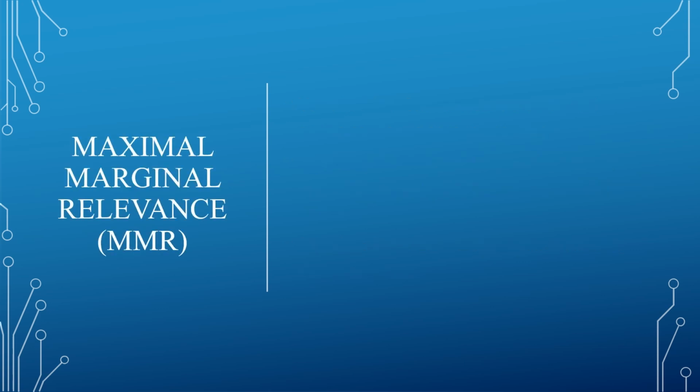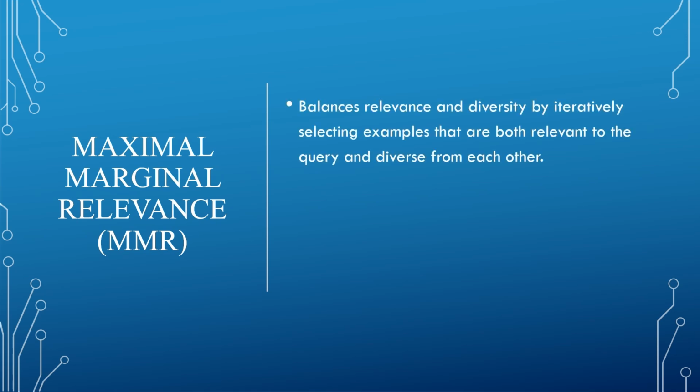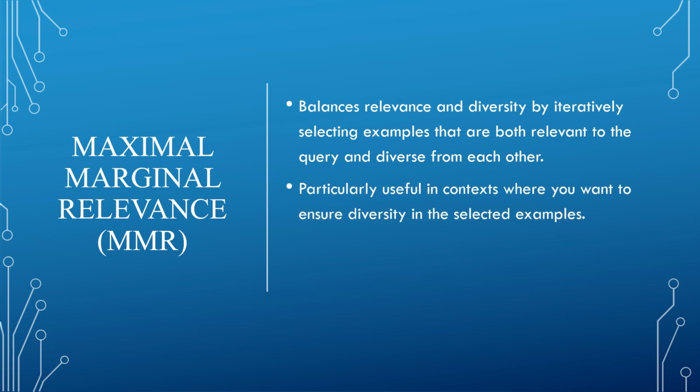Now let's explore the Maximal Marginal Relevance Example Selector. MMR is a method that balances relevance and diversity by iteratively selecting examples that are both relevant to the query and diverse from each other. This approach is particularly useful in contexts where you want to ensure a variety of examples in your selection. By choosing examples that are not only relevant to the query but also different from one another, MMR helps generate responses that are more informative and varied.